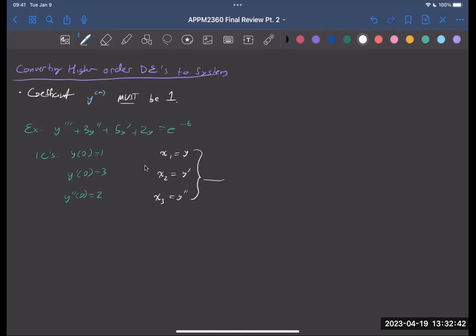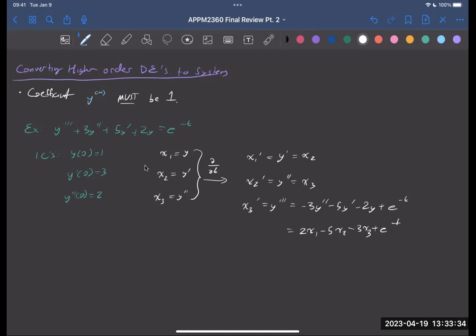I'll take this and I'll differentiate with respect to t. So now I have a system: x1 prime, which is just y prime, that's just x2. X2 prime is equal to y double prime, which is just x3. And x3 prime is equal to y triple prime, which we can solve out from this differential equation. We'll just bring all this over to the other side, and we get negative 3y double prime minus 5y prime minus 2y plus e to the negative t, which, if we substitute in what we know y prime and y double prime to be, we'll get negative 2x1 minus 5x2 minus 3x3 plus e to the negative t.